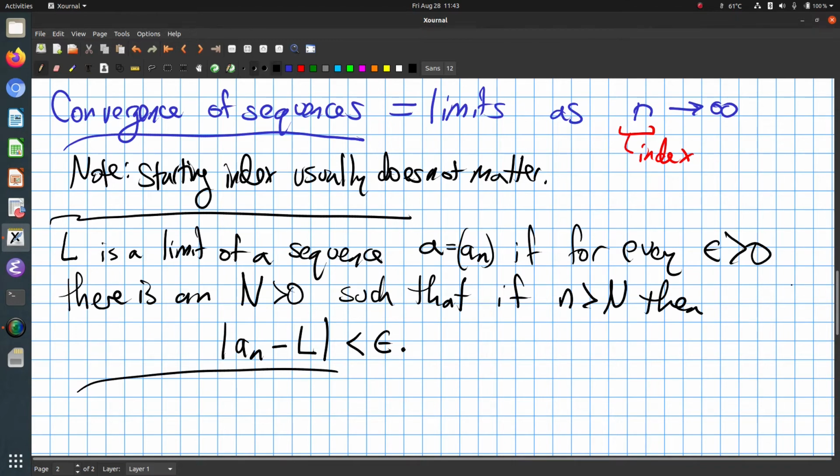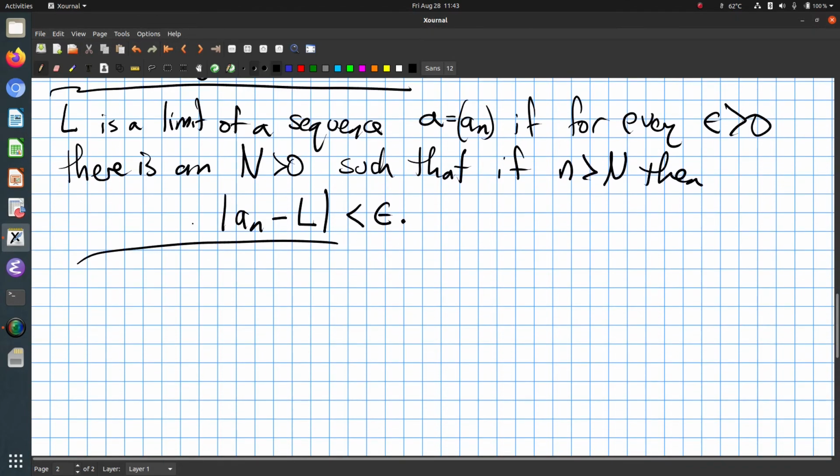Essentially what this means is that you can capture the terms of your sequence. So for instance, let me give you a nice concrete example. So let's make my horizontal axis my n, my index, and let's take a look at the sequence a sub n is 1 over 1 minus n.